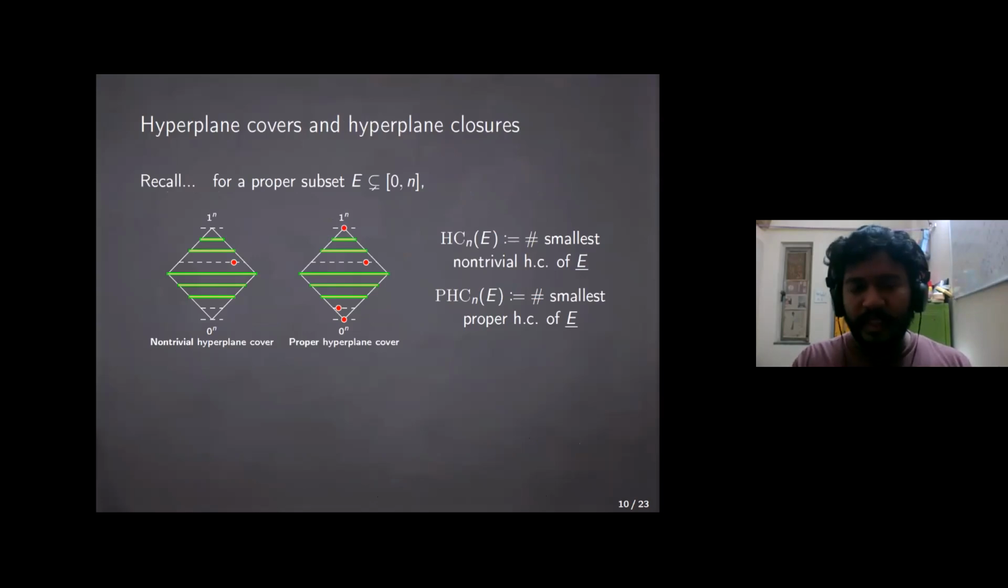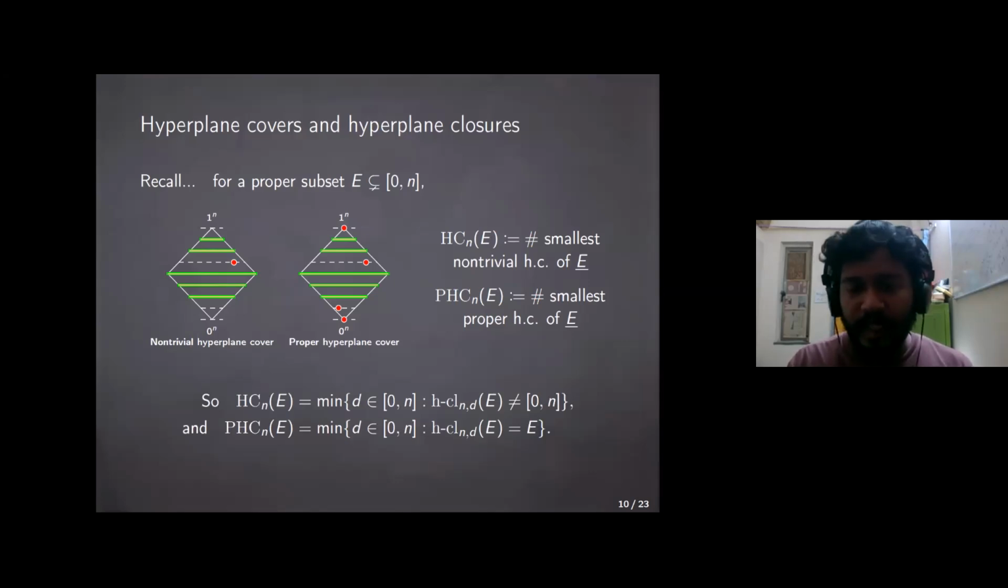So now, why are we interested in hyperplane closures? How do they connect with what we have seen just now? Let me just recall. A non-trivial hyperplane cover is a hyperplane arrangement which covers E but excludes at least one point. A proper hyperplane cover is a hyperplane arrangement that covers E but excludes at least one point from every layer that's not in E. HCN is the size of the smallest non-trivial hyperplane cover. PHCN is the size of the smallest proper hyperplane cover.